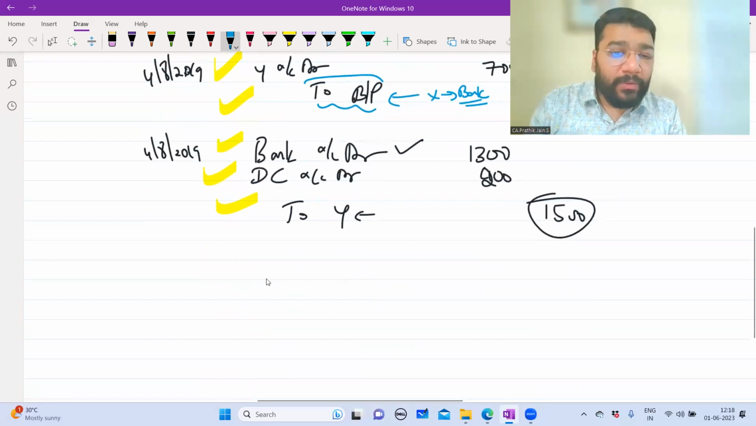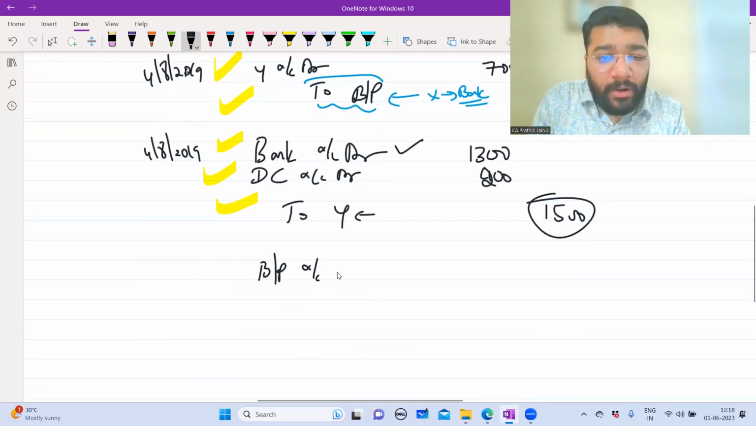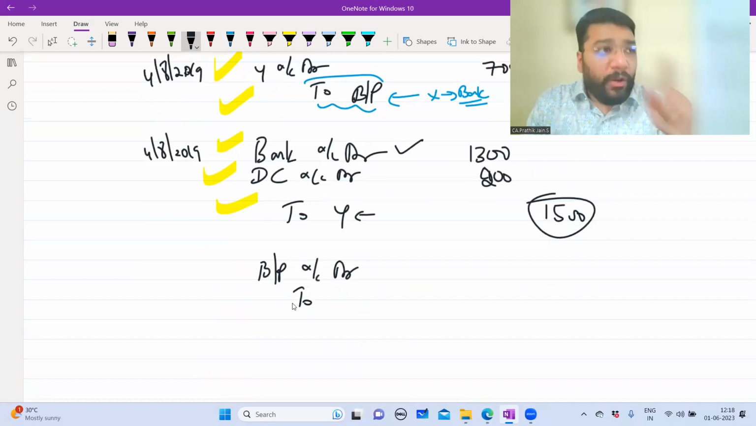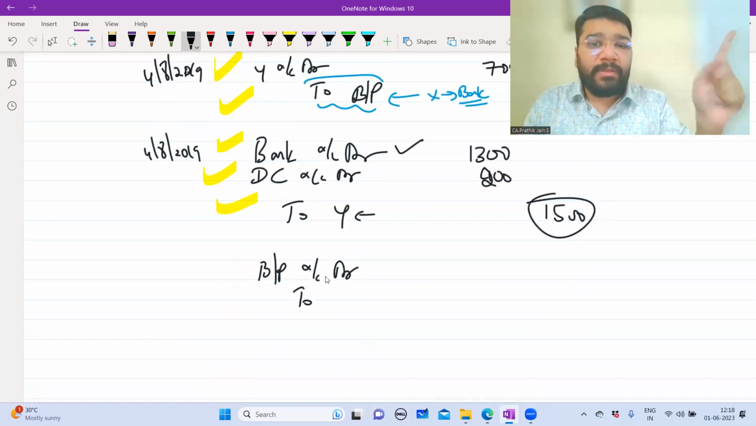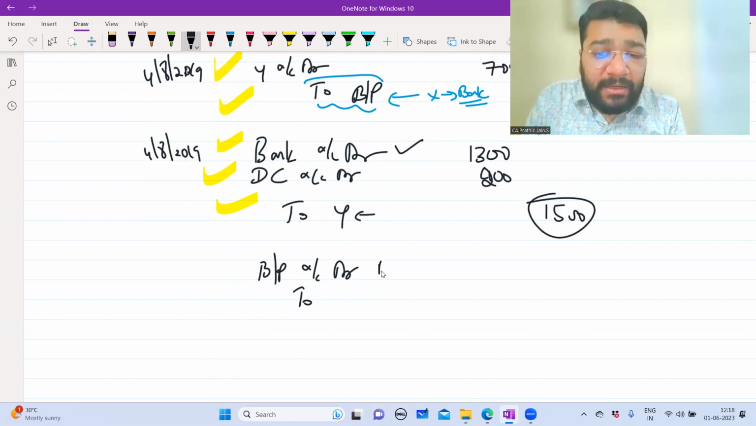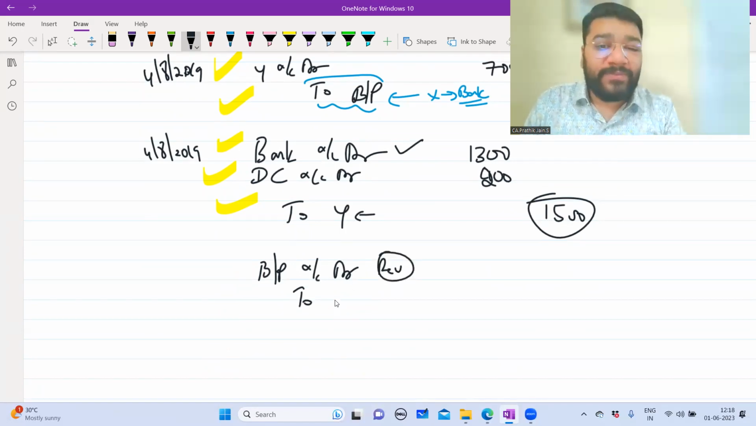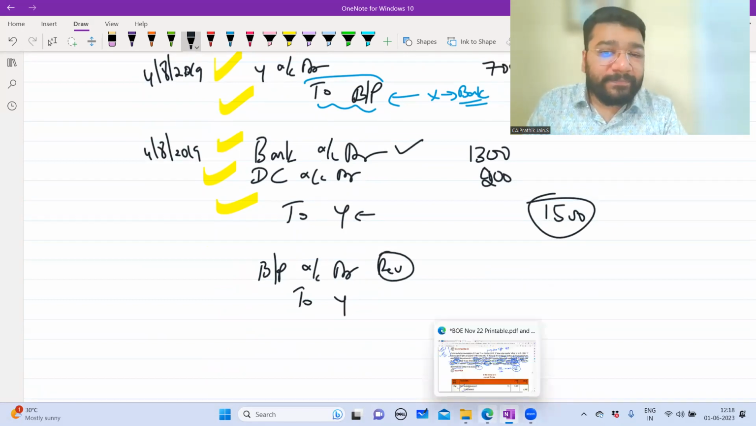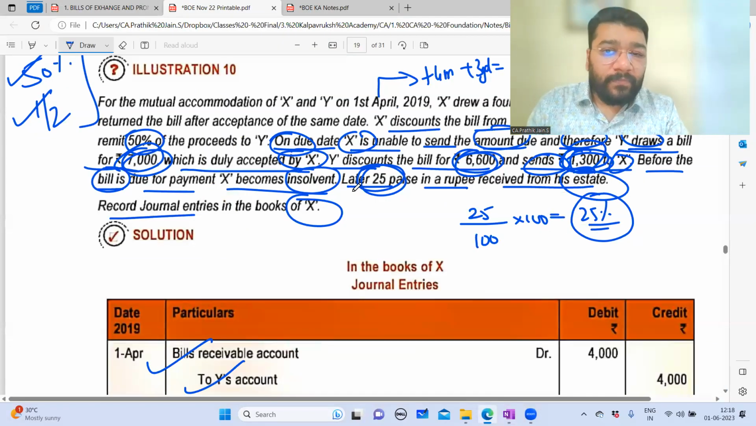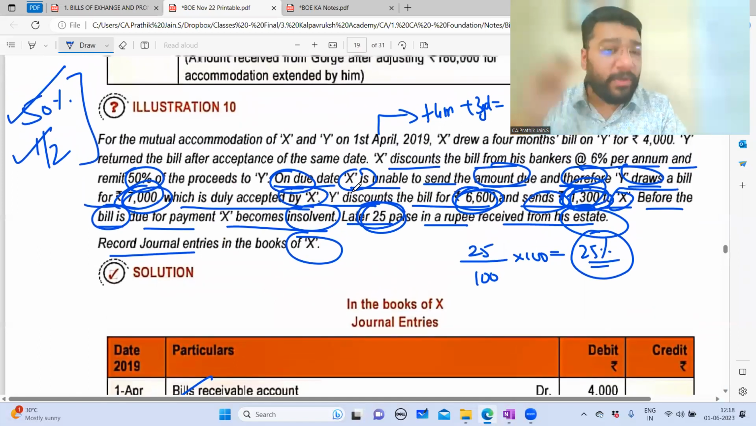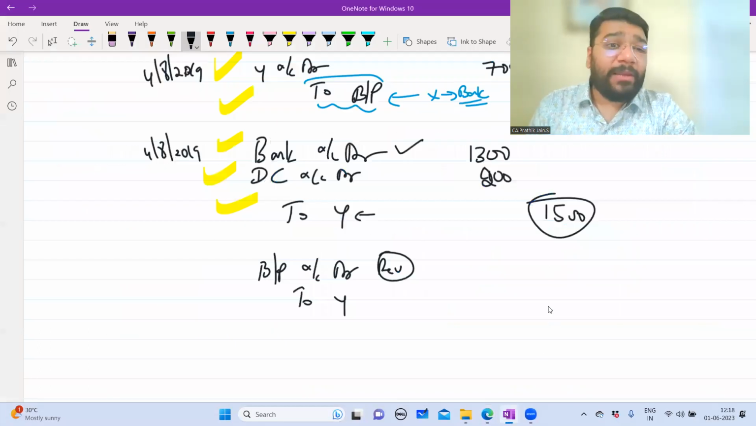So bills payable account debit. To whom? Now this money I don't have to pay to the banker. Since I don't have to pay to the banker, I reversed it. So now I have to make this payment to whom? Y. So to Y. So this is on which date? Not 4th of August. No. The date is to be calculated.